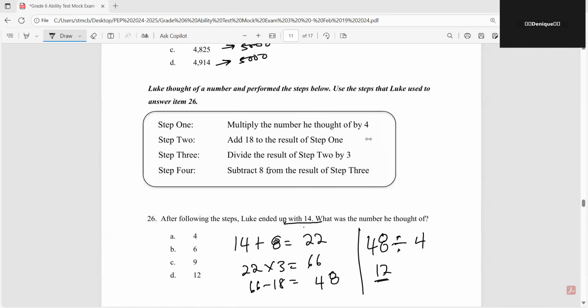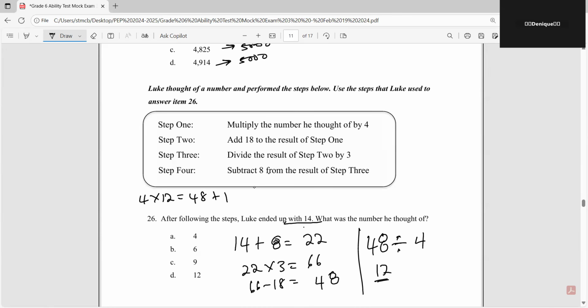Okay, sir. So the answer that I got for number 26, I multiplied 12 by 4, which I got 48. I added 18 to the 48, that got me 66. And I divided the 66 by 3, which I got 22. The 22 I subtracted from 8, which I got 14. Oh, so you did the trial and error. Yes, sir. All right. Students did that last year, so nothing is wrong with it.